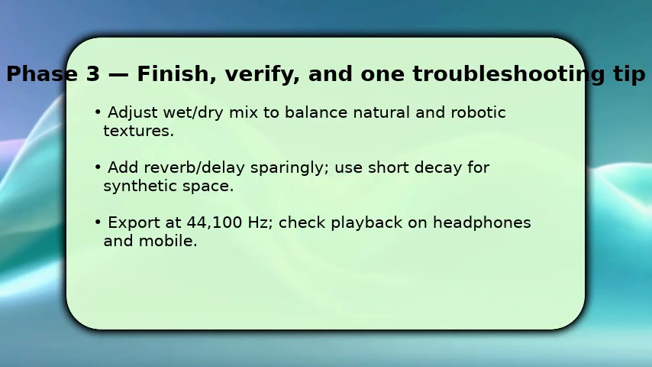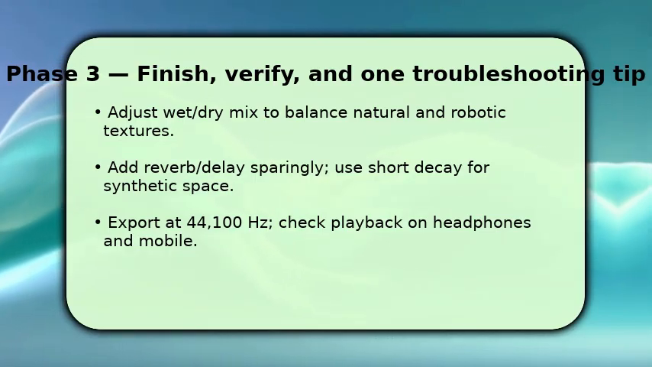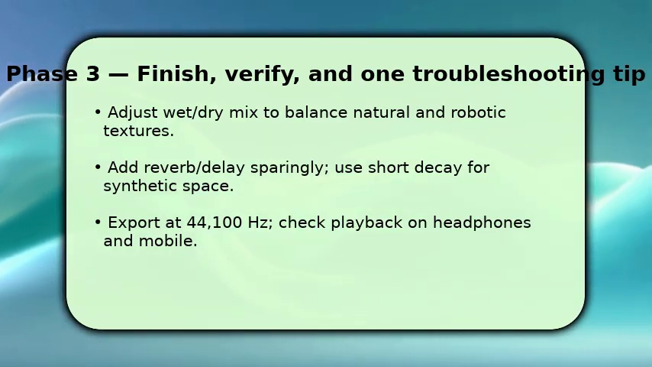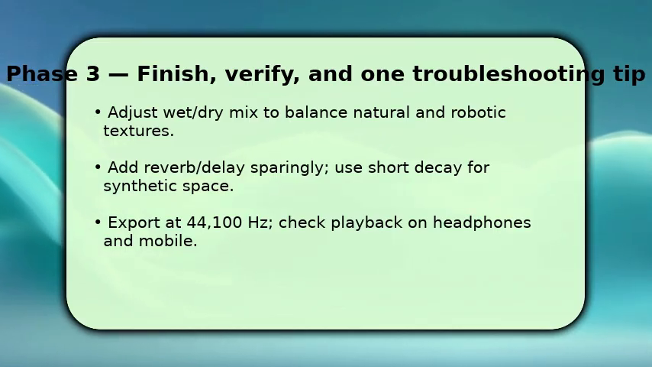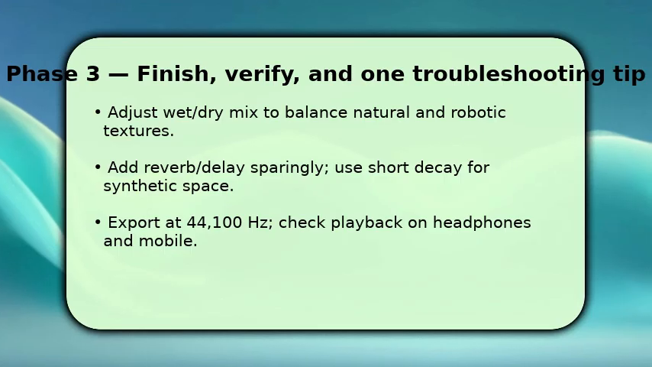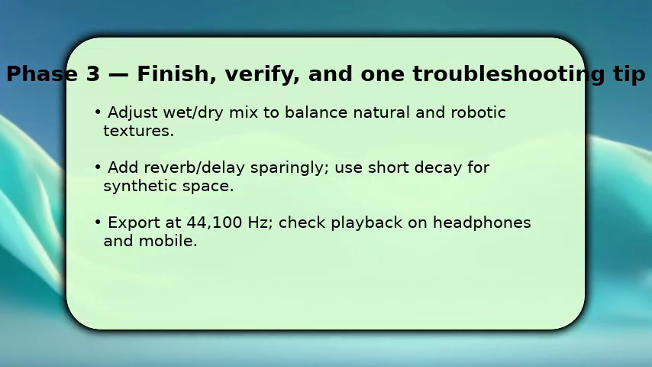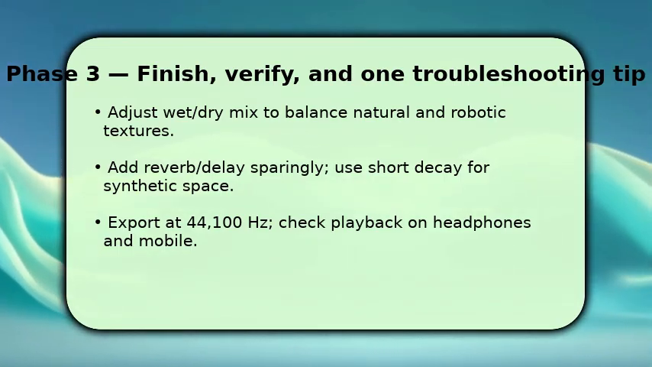Once levels are set, add a short, bright reverb or slap delay for synthetic space. Keep decay short so words stay crisp. Export at 44.1 kHz and test on headphones and a phone to confirm the effect translates. If the voice sounds hollow or distorted, reduce effect depth, lower pitch shift, or normalize the input. That's the troubleshooting.